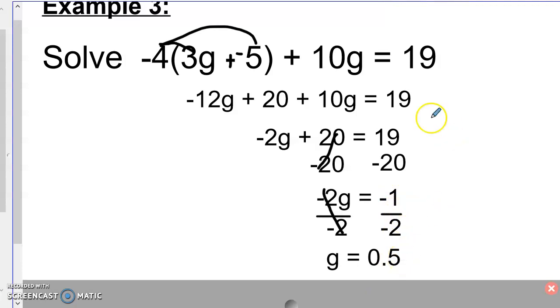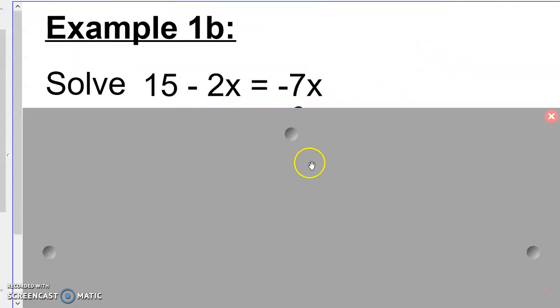And again, that can be checked. If you go back to your original equations, substitute 0.5 in here for g and substitute 0.5 in here for g and solve to see if it equals 19.